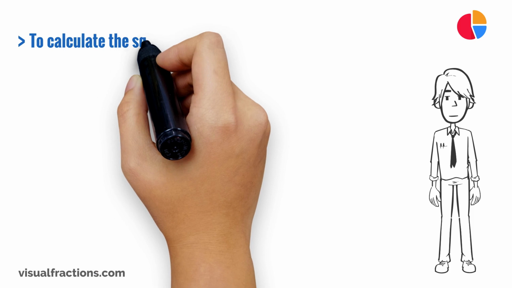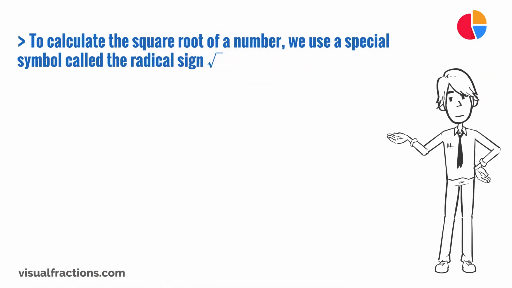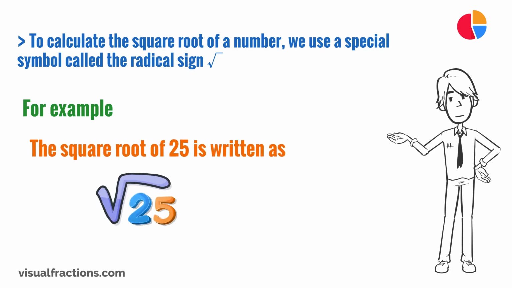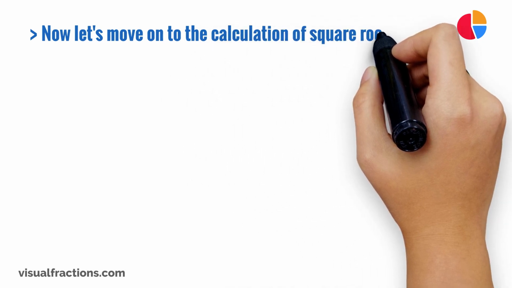To calculate the square root of a number, we use a special symbol called the radical sign. For example, the square root of 25 is written as √25. Now let's move on to the calculation of square roots.